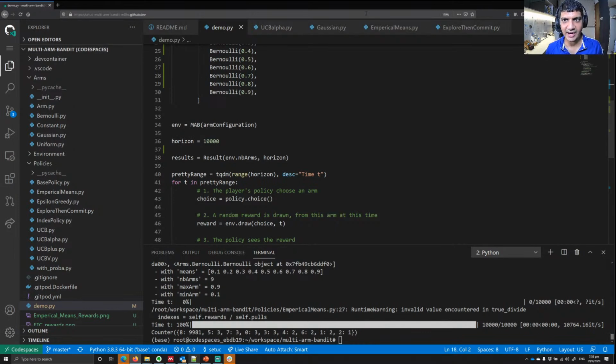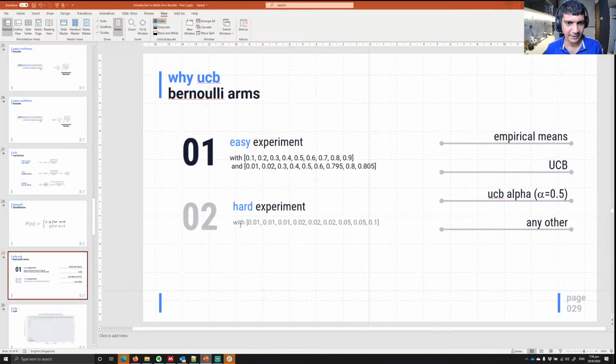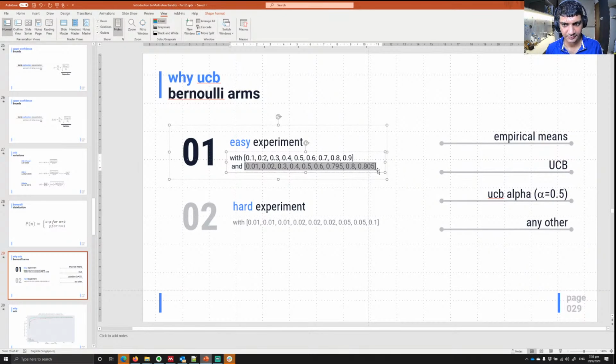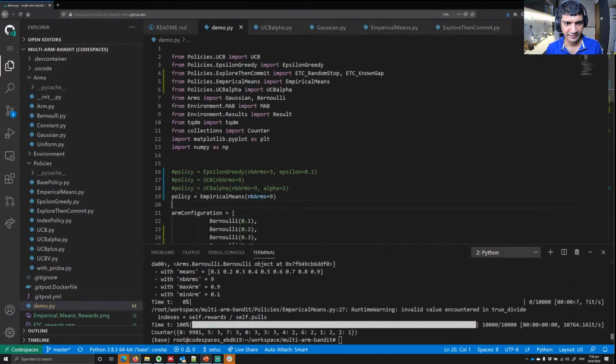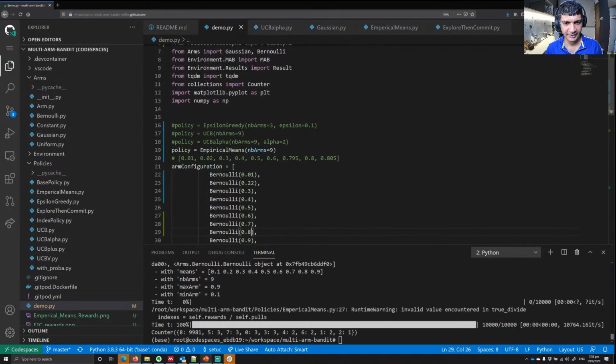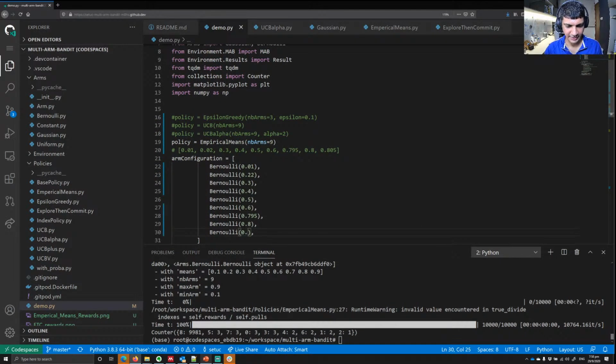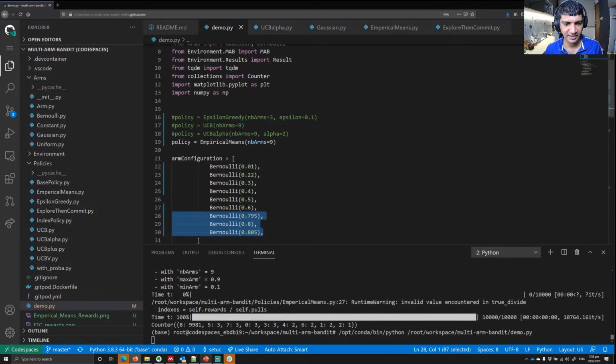Now let's try the harder problem. Let me just paste it here so we can play around and update these values. My first arm was 0.1, 0.02. And then as I came along, I had 0.95, and then this was 0.805. So I've made the arms slightly more difficult. Again, it should be picking one of these 3 and not any of the other arms. So let's try empirical means and see what we get.